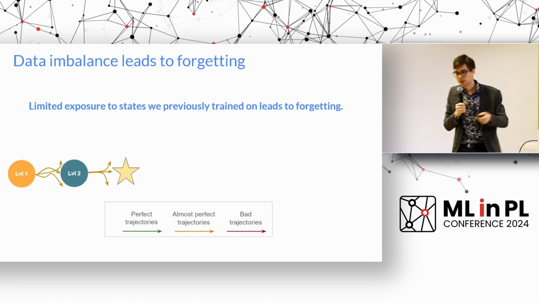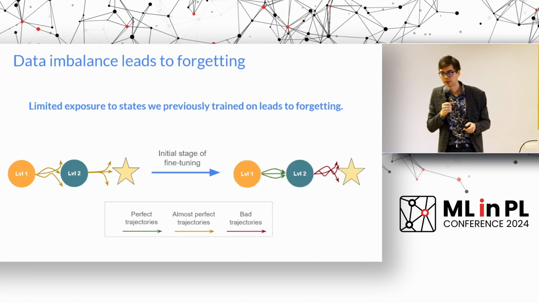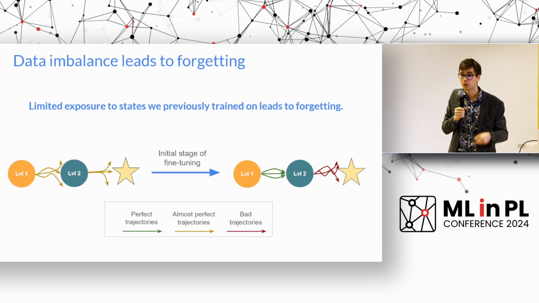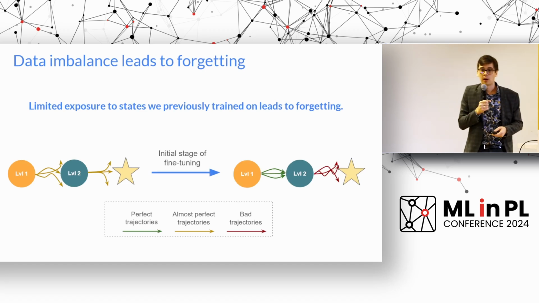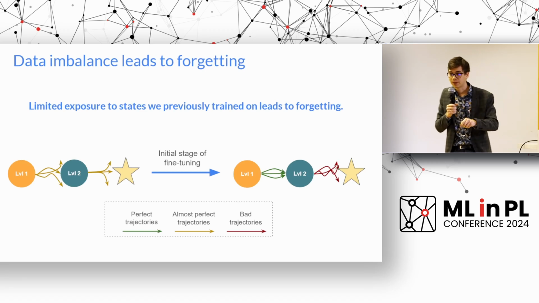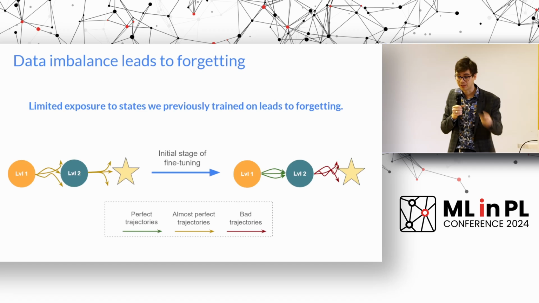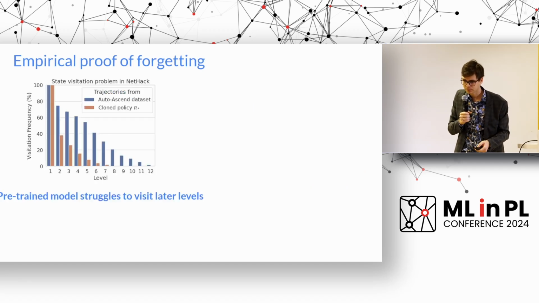And yeah, so here's basically a cartoon of what happens. We start with this model that is pretty okay everywhere, but as we start fine-tuning, we only see the data from the first level. Because of that, we are able to learn on the first level quite reliably, but we forget how to perform on the second level because we don't see the data from the second level, right?